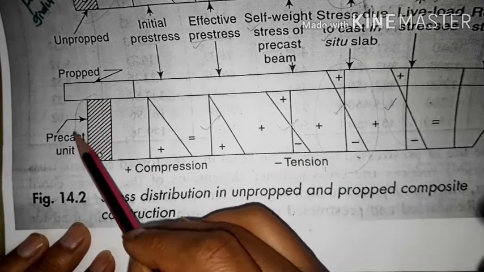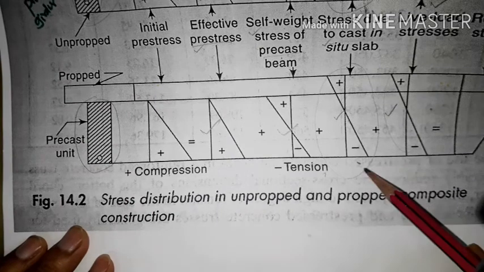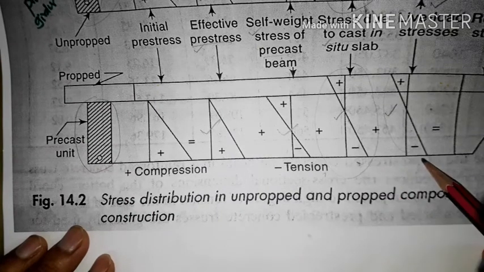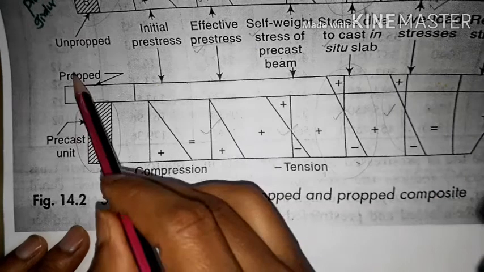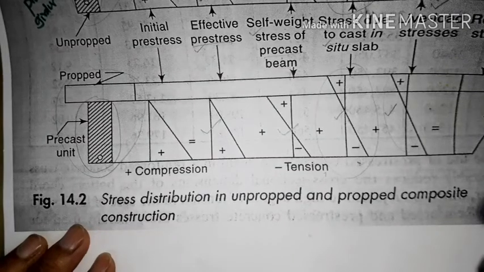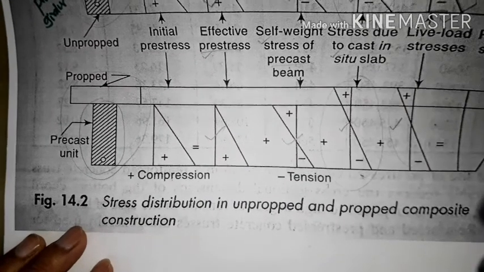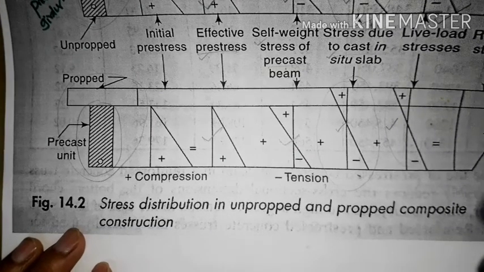But in this case, what is happening here: when you consider these two, you have to use the properties of only this part, the precast member or the precast girder. But when you calculate the stresses due to dead load of cast in situ concrete and due to the live load, you have to consider the properties of the full section. So this is a change. This is a change you have to consider while doing the problem.